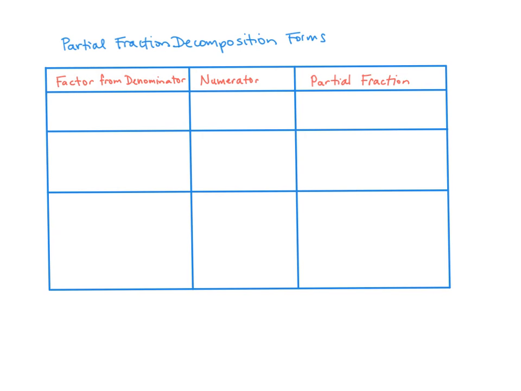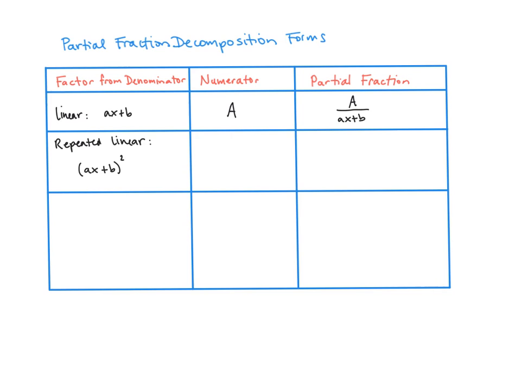First, make sure the denominator is fully factored. Linear factors have the form ax plus b, or simply x plus b, or simply x. A linear factor needs a coefficient in the numerator that is just a constant. We can use the letter A, and then the partial fraction would look like A over ax plus b.